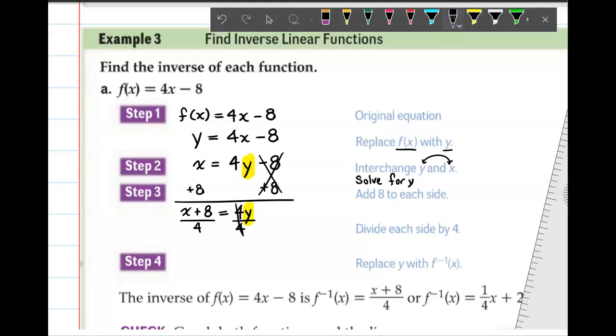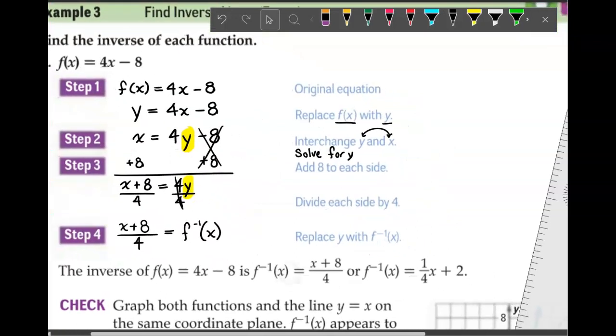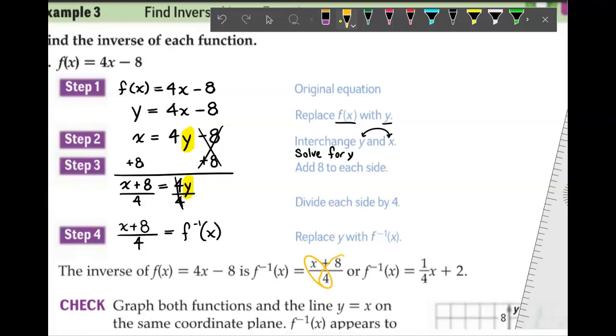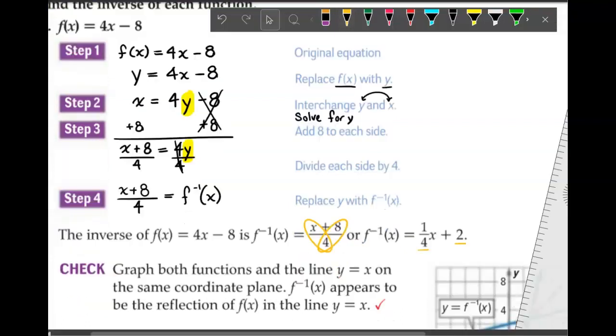And finally, we replace the y with the formal notation f inverse of x, which equals x plus 8 over 4. So the inverse of f of x equals 4x minus 8 is x plus 8 over 4. Or you could split it apart if you want. Remember, when we have 2 terms over 1 term, you can split them apart. x over 4, 8 over 4 is how we're getting 1/4 x and 2. If you would like to simplify, you don't have to though.